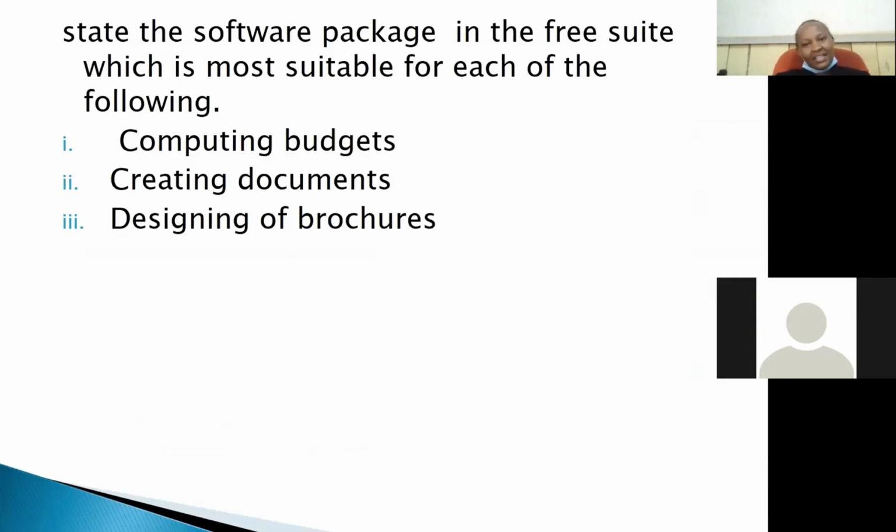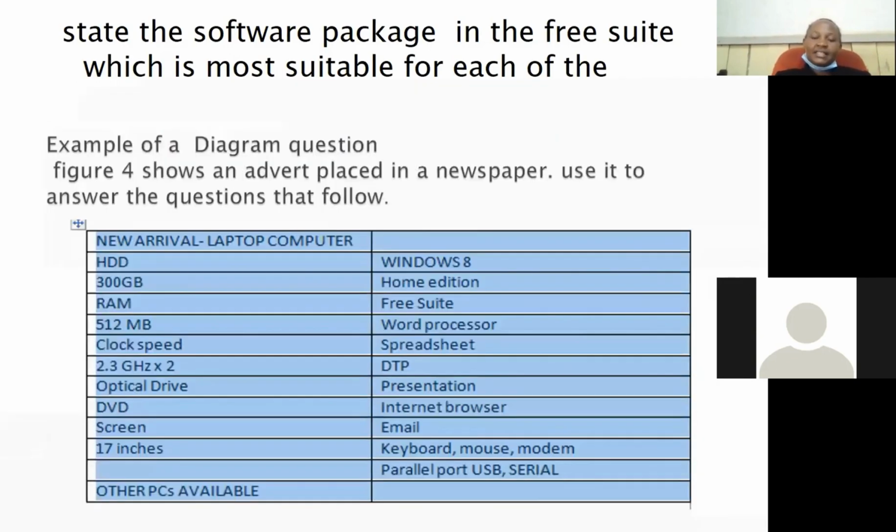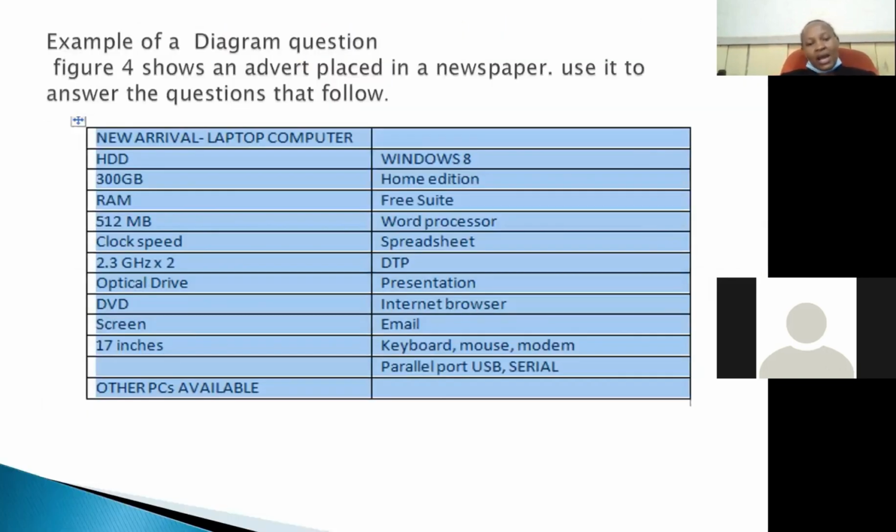State the software package in the free suite which is most suitable for each of the following, for example, computing budgets. When we get back to our table and look at the free suite where we have the word processor and the rest, the right answer here for the application that is suitable for computing budgets is spreadsheets. As a candidate, you know different examples of spreadsheets, like Excel and the rest, but at this point, the table has given you spreadsheets. It has not given you the examples of spreadsheets.